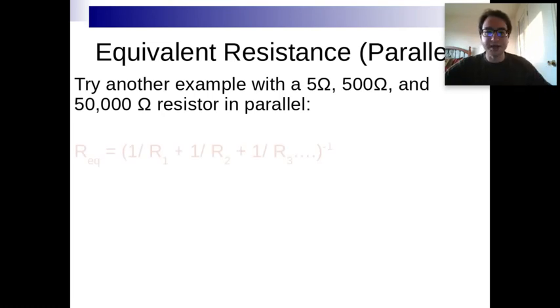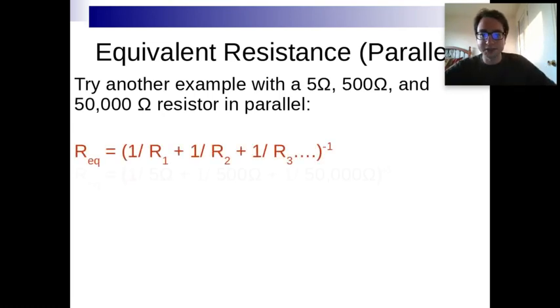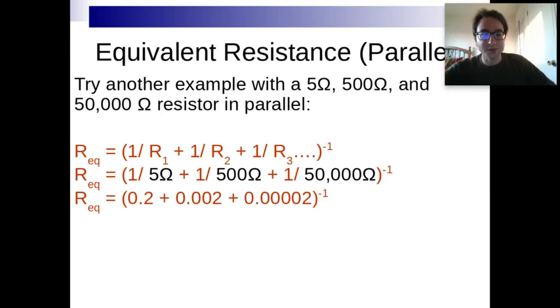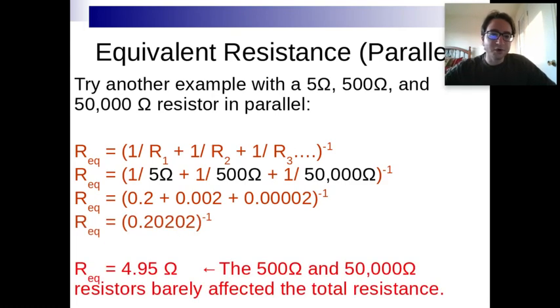Let's just take a look at the math and how it works. Here's our equation again: 1 over 5 plus 1 over 500 plus 1 over 50,000. I translated those fractions into decimals for you here, but we're adding those 3 numbers up and raising them to the -1 power. And we're getting an answer of 4.95 ohms.